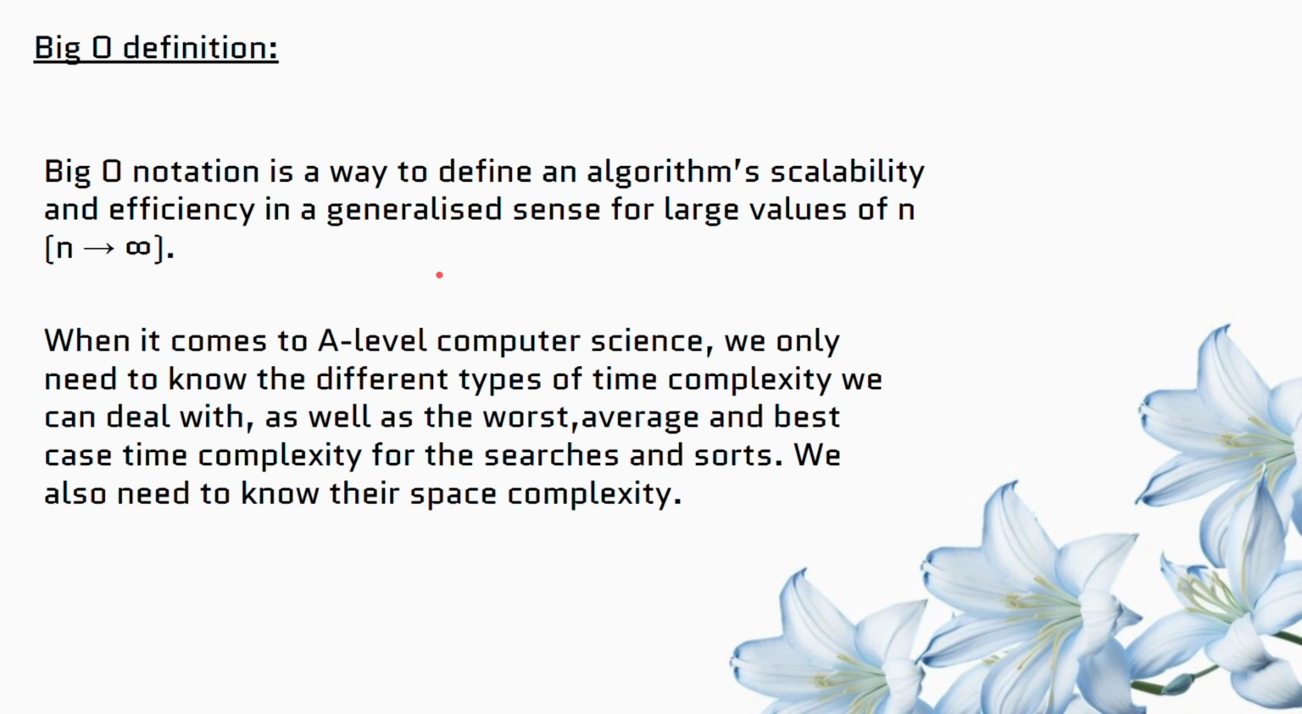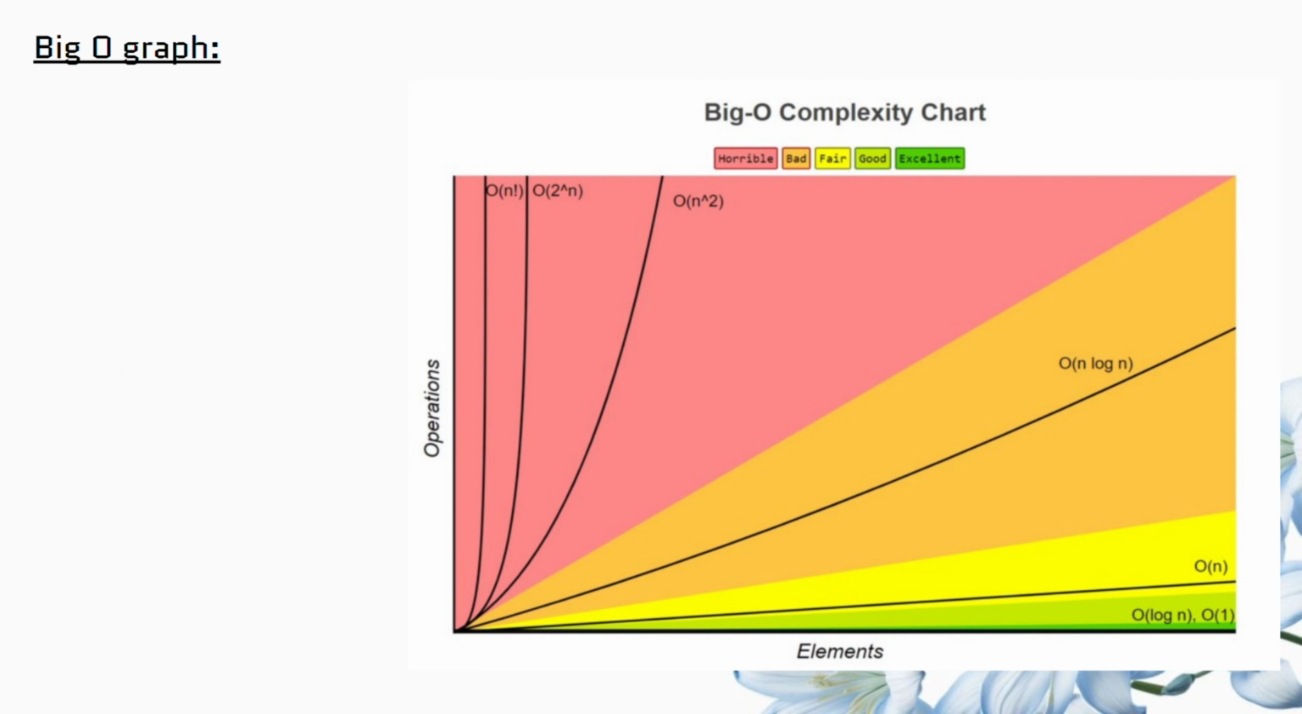Anyways, as I said, we only need to know the different types of time complexities, which is on the next slide. The worst, average, and best case time complexity for the searches and sorts, which is on the slide after that, along with the space complexity. Space complexity is quite intuitive. But anyways, let's go through the different types of big O notation.